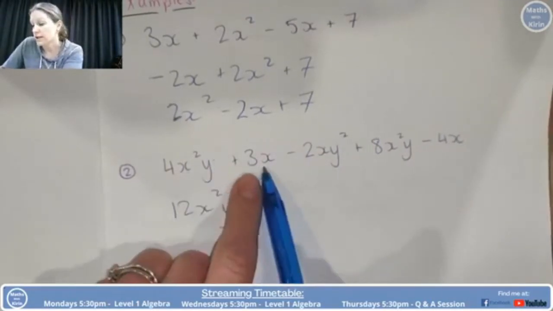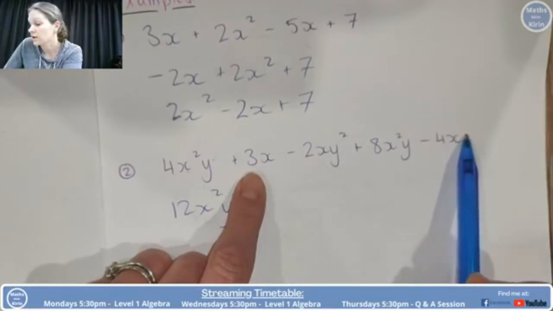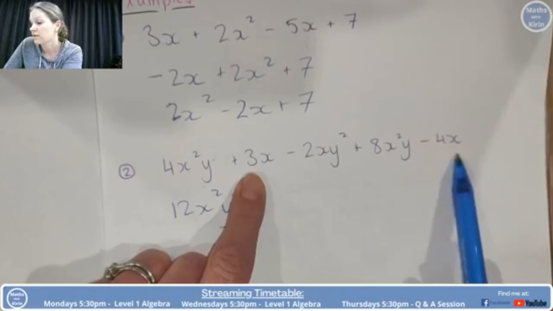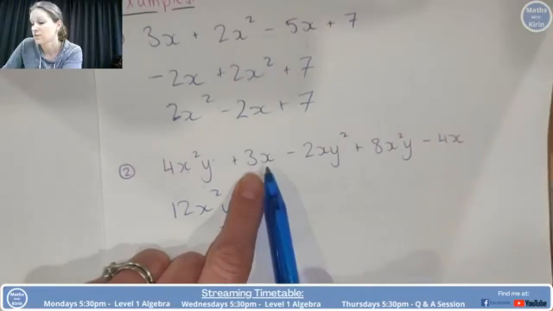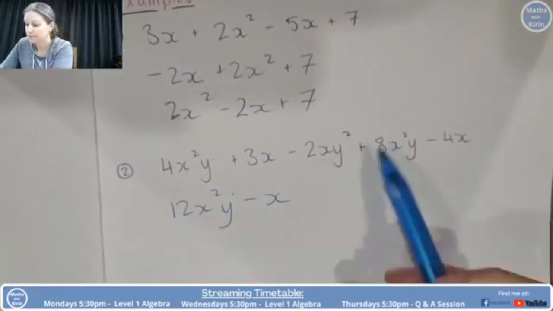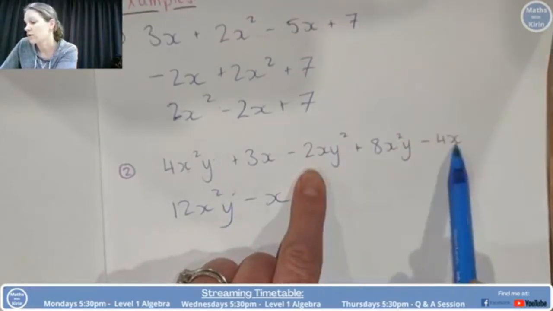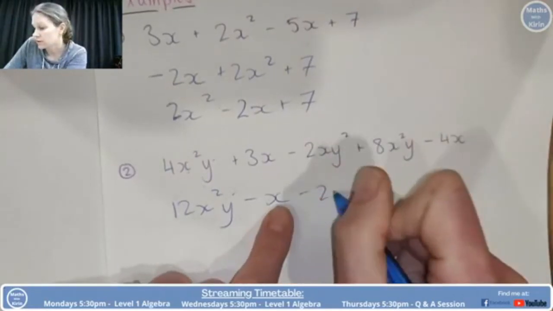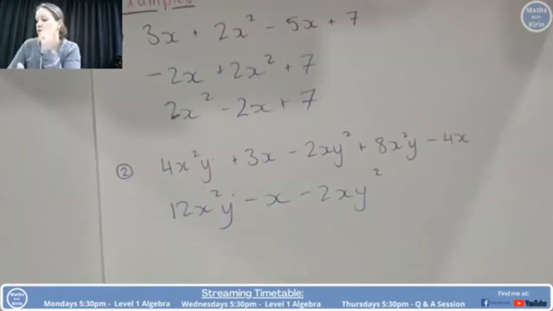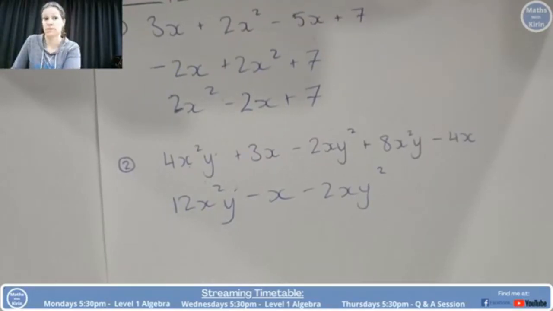Moving on to our next term, 3x. We look through the rest of the expression and we've got a negative 4x here. That's the only other like term. So 3x minus 4x gives us a negative x. Negative 2xy squared: we've got no other like terms, so we've got our negative 2xy squared, and that's it. Okay, so adding and subtracting, just remember we need to have like terms.